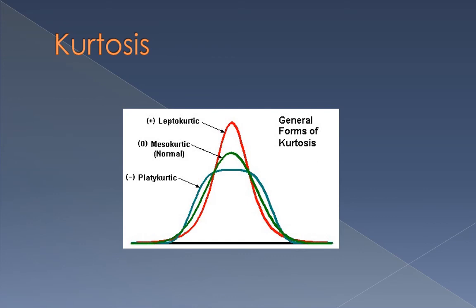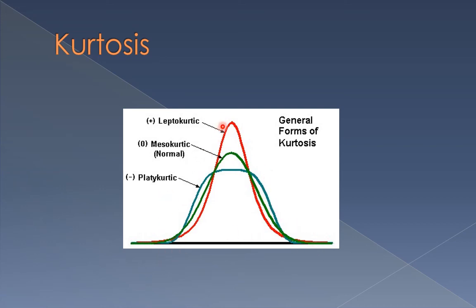Now we can look at kurtosis. Kurtosis refers to, for the lack of a better term, the pointiness of the peak of the distribution. So we can see here this green line. This is your normal curve. It's mesokurtic. It has no kurtosis, or normal kurtosis, however you want to see it.